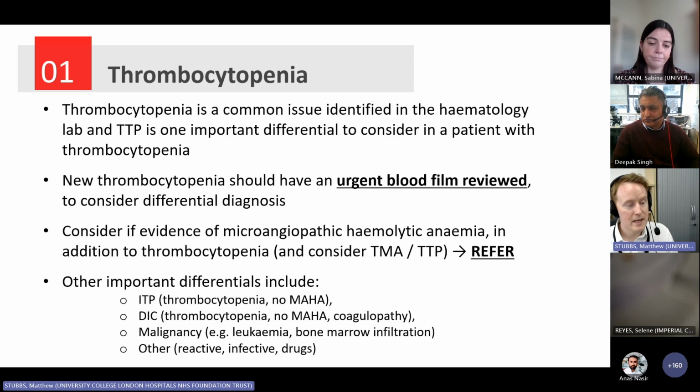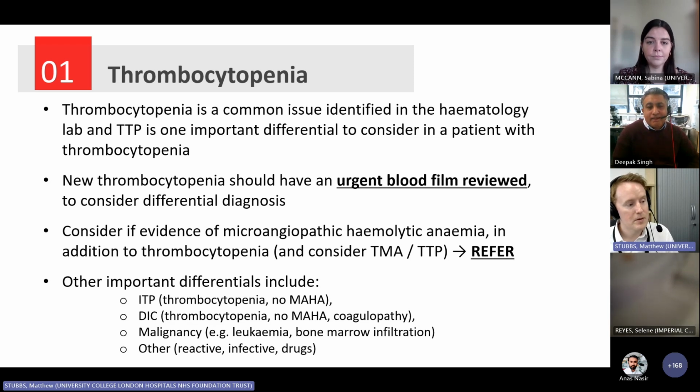Important parameters that make us particularly concerned about TTP is if there is evidence of microangiopathic hemolytic anemia, and we'll talk about that over the coming slides, in addition to the thrombocytopenia that we have identified. And those cases should be referred to your hematologist. Some important differentials can be supported by review of the blood film. In a patient with ITP, you would expect there to be a thrombocytopenia, but no evidence of a MAHA. Similarly, a patient might have DIC with thrombocytopenia, and those patients will, again, typically not have MAHA features, although they may have some, but will often have a coagulopathy, such as prolonged coagulation screen and low fibrinogen.